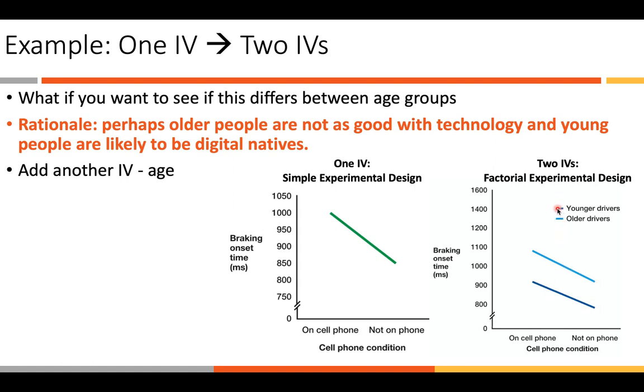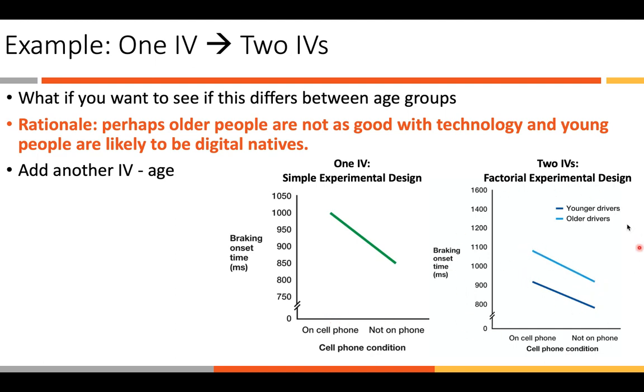So our dark blue line is going to represent the data from our younger drivers, the light blue line from our older drivers. And notice that it results in 4 data points, one for each of our experimental groups. Here we have the data point for our older drivers on a cell phone. Here we have the data point for our older drivers not on a cell phone. Here we have our data point for our younger drivers on a cell phone. And here we have our data point for our younger drivers not on a cell phone. So we perfectly mimic our 4 experimental groups.